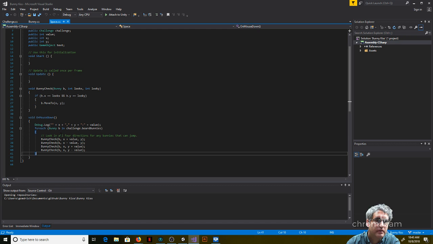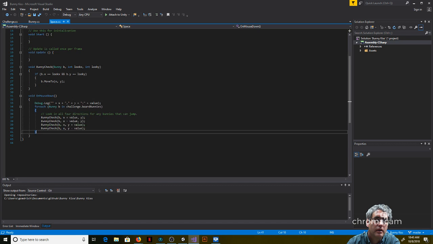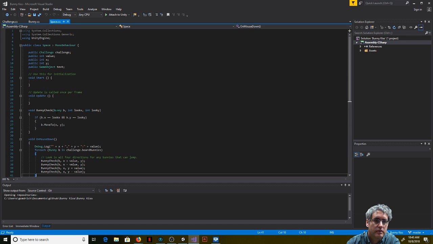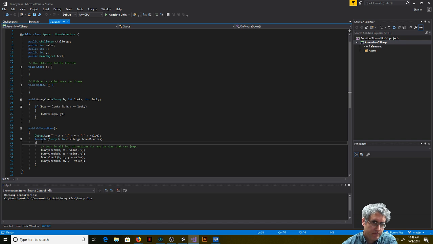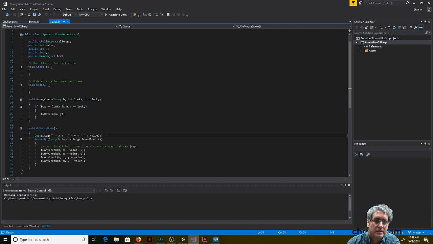If there is a bunny, well, I know challenge bunny, board bunnies, but I really need to know about the other bunny, right? So I think my first thing is going to be to tackle this for each loop so I can talk about the other bunny. Let's rewrite that.